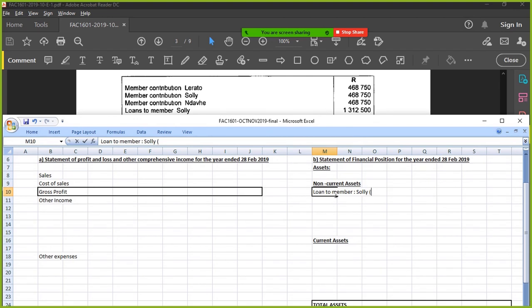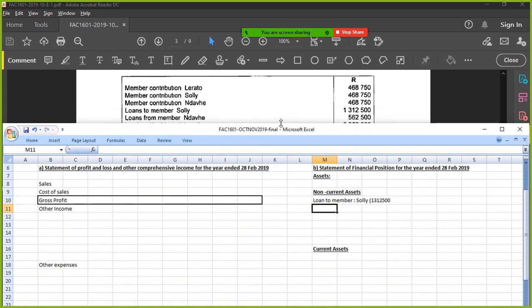Just read the right line. Okay, 1312500. Okay. These numbers that they give us for this question are actually really hectic.